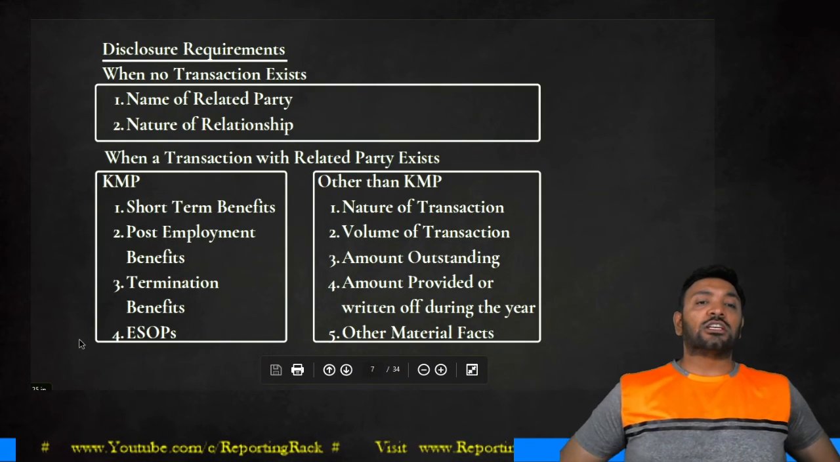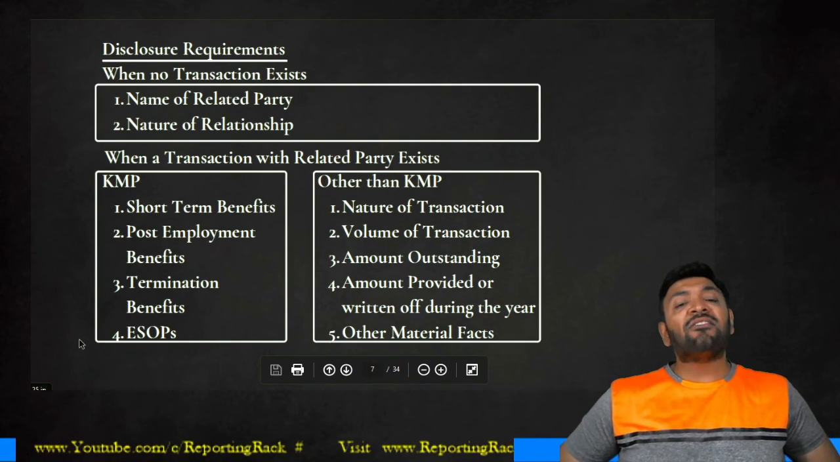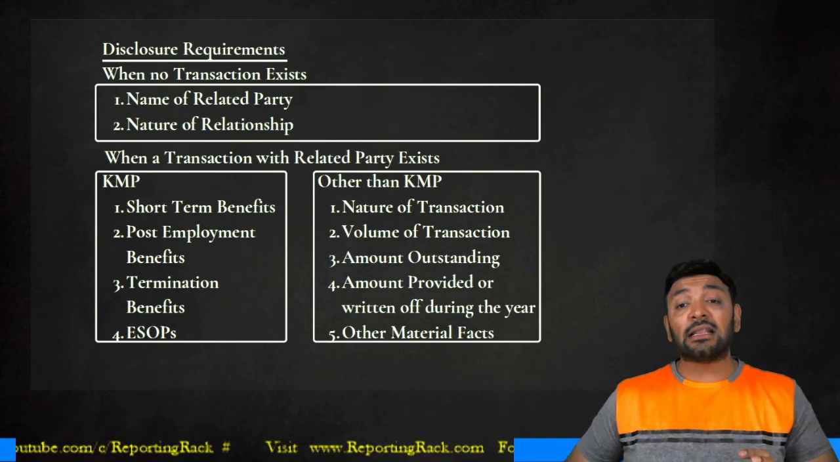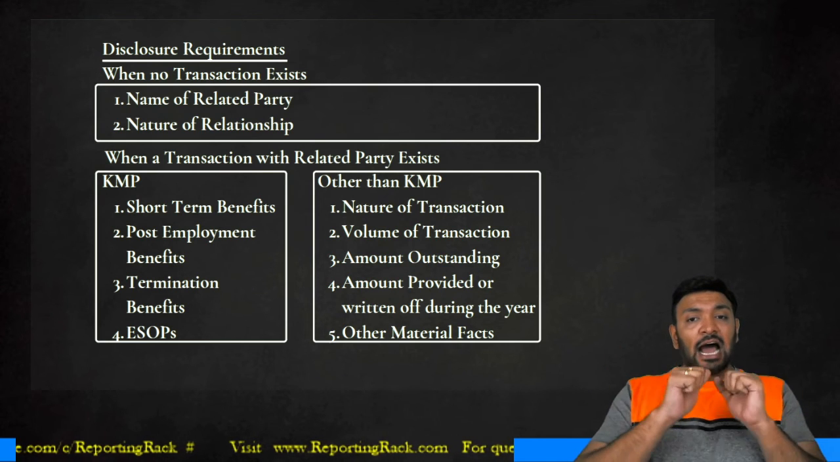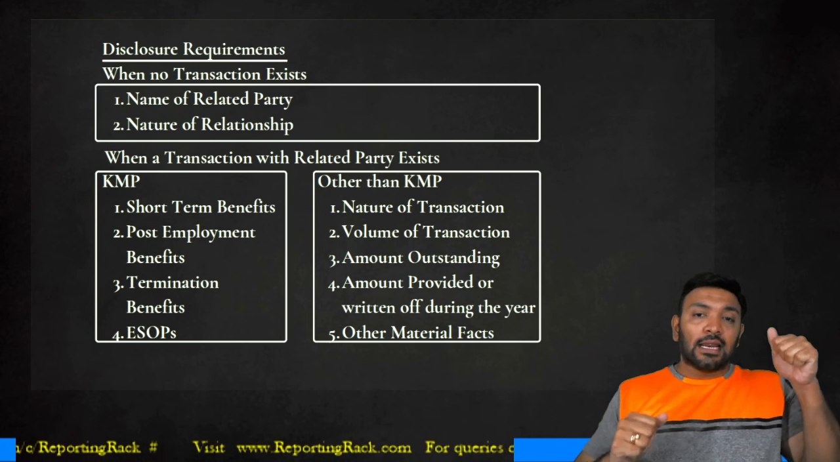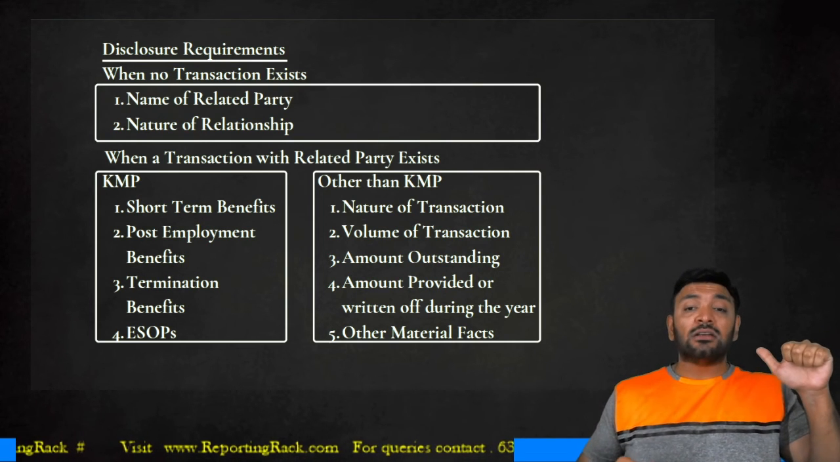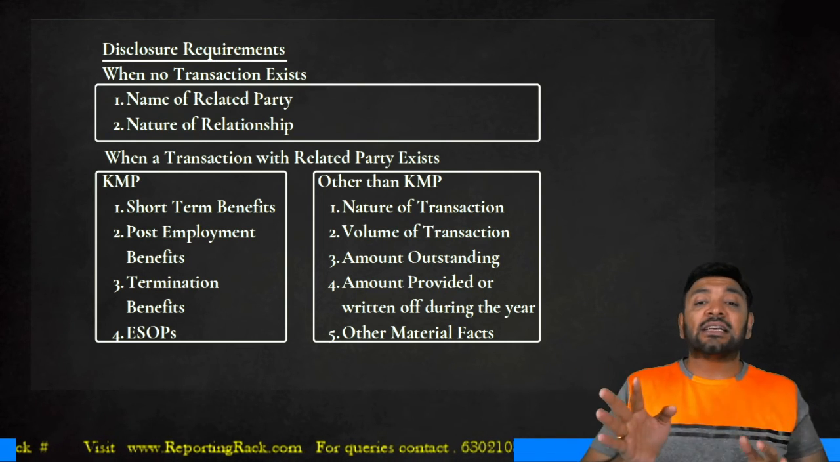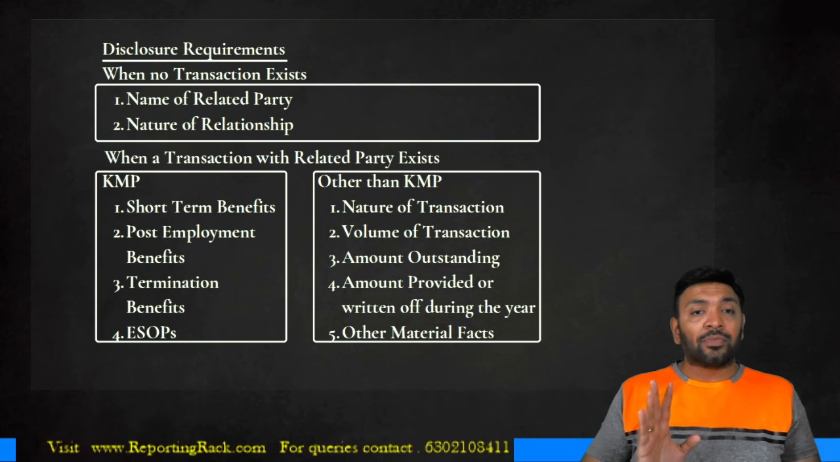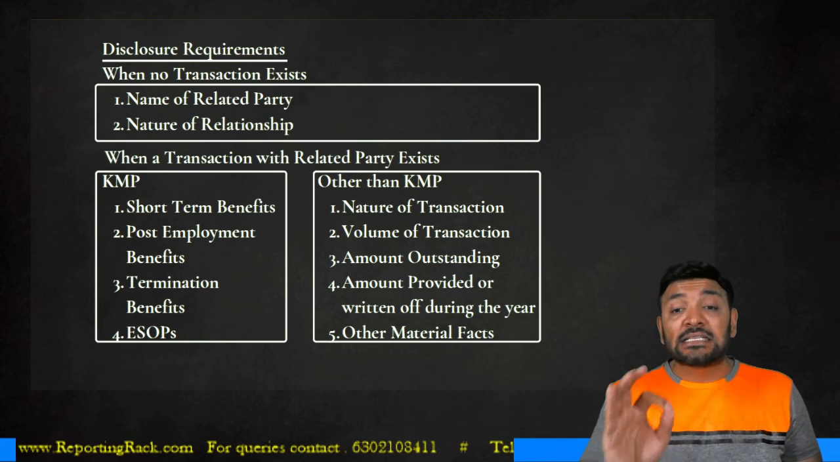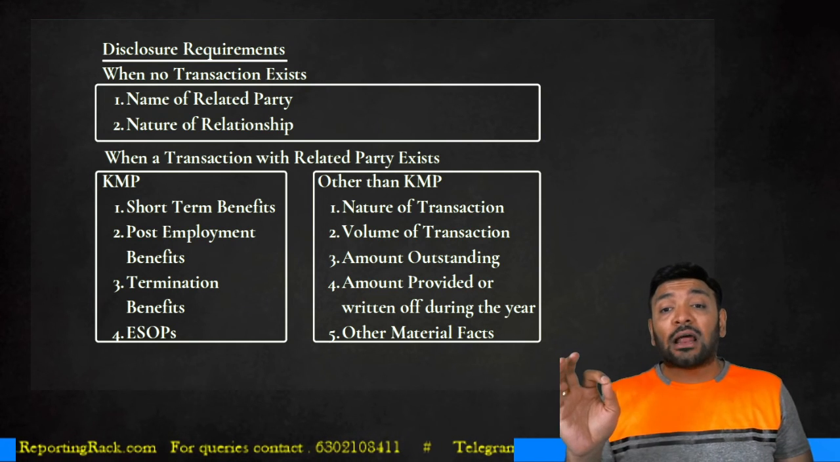What are the disclosures necessary? Whenever I have related party disclosures, I'll have to understand the disclosures in two sets. I'll break them down into two parts. Number one, where I talk about related party disclosures when there is no transaction which exists in the previous year. I have no transaction which exists in the previous year. Am I exempted from disclosure just because I don't have transactions?